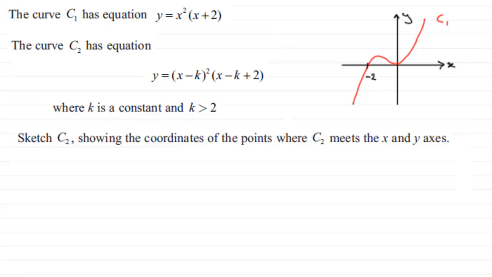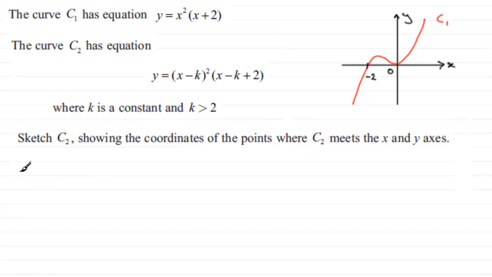Now this is a typical question on transformations of graphs. What we've got here is the curve C1 has the equation y equals x squared (x plus 2), which we've got a sketch of here, and it crosses the x-axis at -2 and it touches at the origin here at 0. And we've got the curve C2 has this equation where k is a constant and it's greater than 2, and we've got to sketch this curve C2 showing the coordinates of the point where C2 meets the x and y axes. Now can you see a resemblance between these two equations?